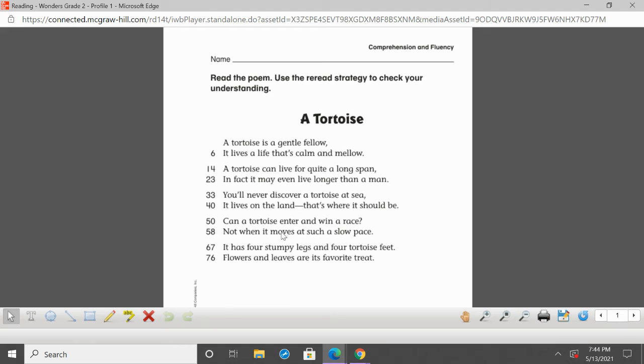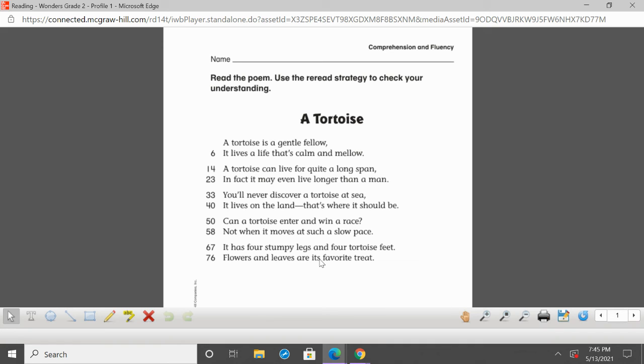So I want you to go ahead from line, we're going to start here from our word, can a tortoise enter and win a race? Not when it moves at such a slow pace. It has 4 stumpy legs and 4 tortoise feet. Flowers and leaves are its favorite treat. I want you, out of those sentences, what is a key detail that you found? I want you to go ahead, you can pause me, find that key detail, and write it in that third box.